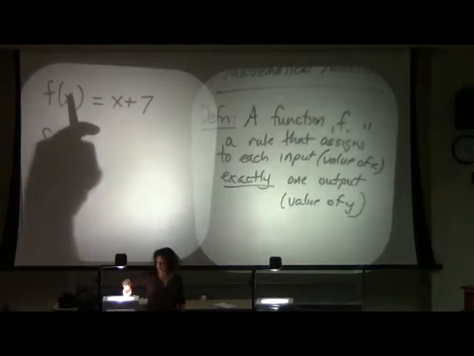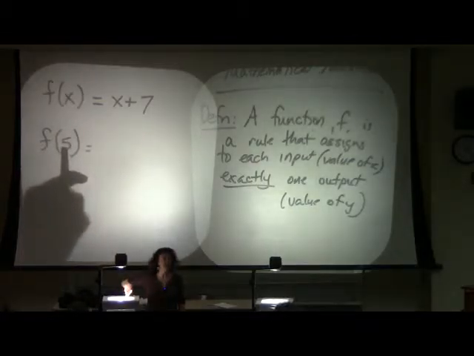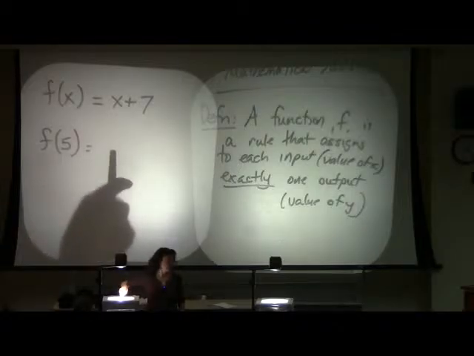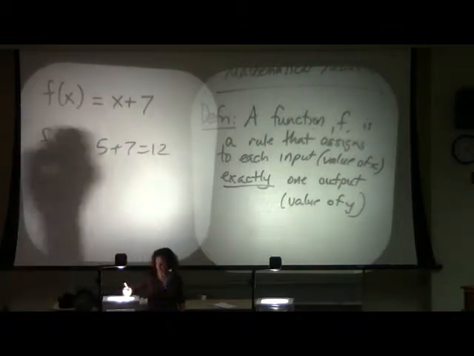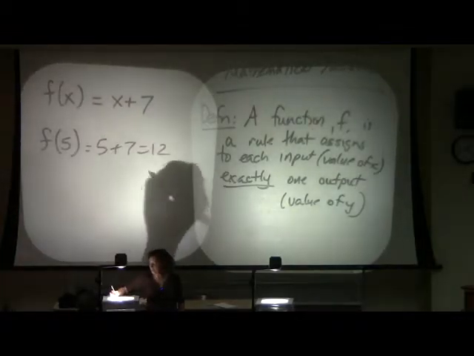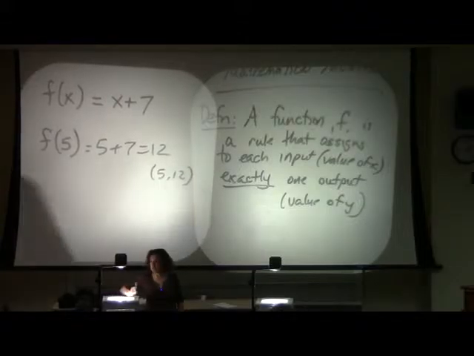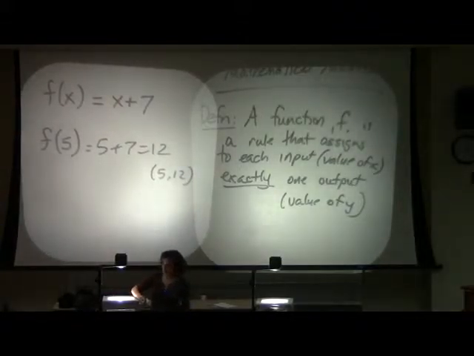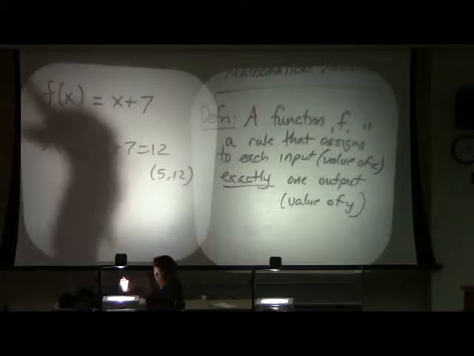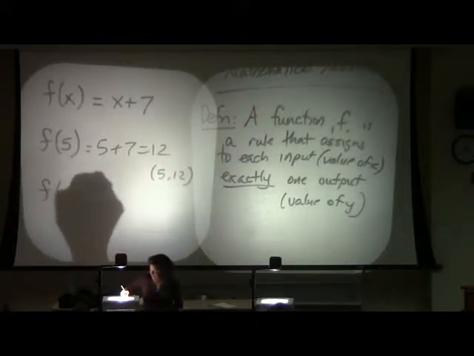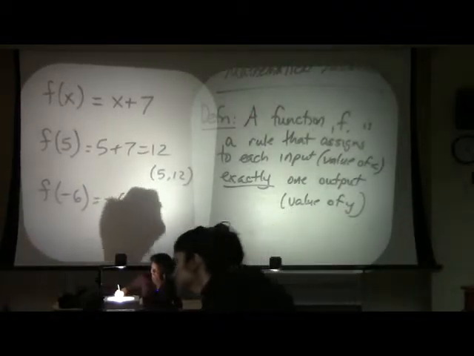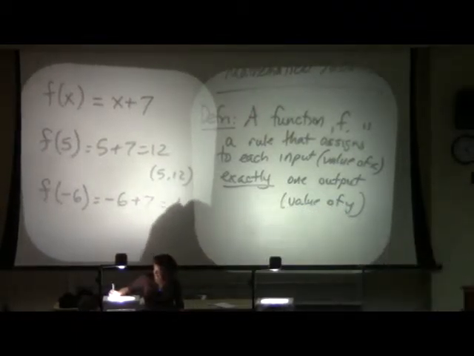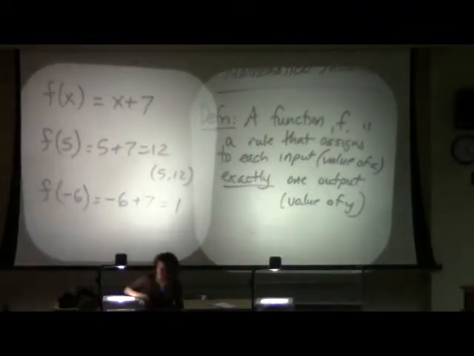Well, do you guys agree that I've replaced x with 5 on the left side of my equation? Therefore, fair is fair, I'm going to replace x with 5 on my right side. So isn't that equal to 5 plus 7 or 12? In other words, the ordered pair 5, 12 lives on that line. Are you okay with that? Similarly, you can compute f of negative 6. Do you agree that's equal to negative 6 plus 7, aka 1?